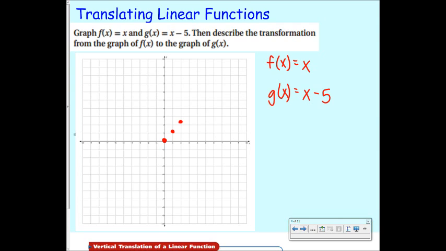But what happened in g of x? It went down 5. Does the slope change? Nope, it's still 1 over 1. So how would you describe this shift? Translate down 5. All right, translate down 5. So the answer to this on a test or quiz would be translated down 5.